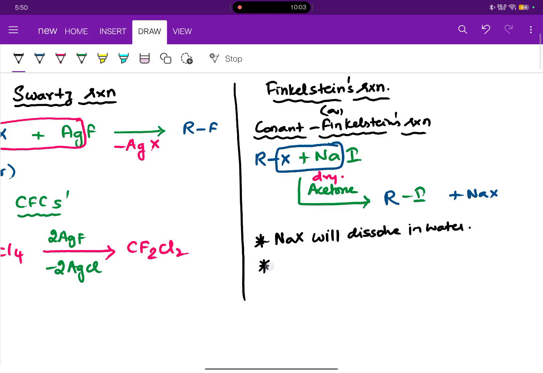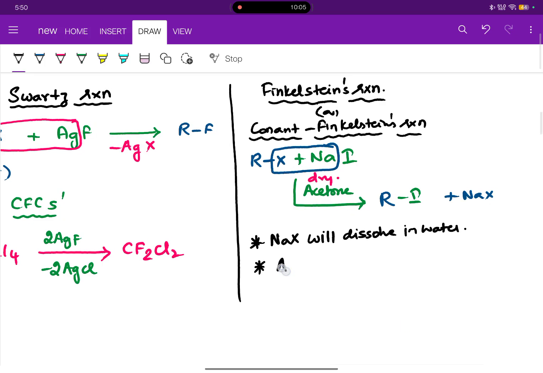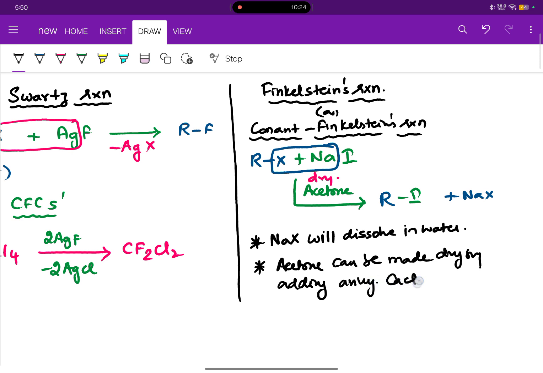If the acetone is not dry, how to make the acetone dry? Heat it, sir. If you heat, the acetone will be evaporated. Make a note. If you add anhydrous calcium chloride to acetone, it will absorb the water molecules and keep them as water of crystallization. Thereby you can make the acetone dry.